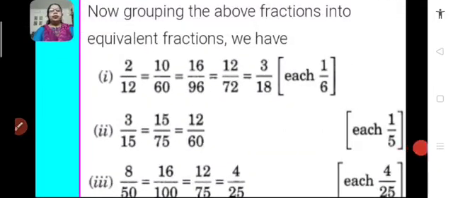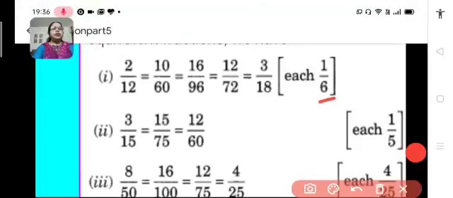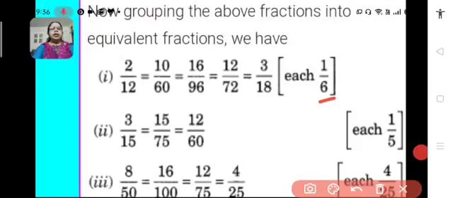Now, we can group these fractions. So, we have 2 upon 12 is equal to 10 upon 60 is equal to 16 upon 96 is equal to 12 upon 72 is equal to 3 upon 18, because each in its simplest form is 1 upon 6. Similarly, the fractions 3 upon 15 is equal to 15 upon 75 is equal to 12 upon 60, because each in its simplest form is 1 upon 5.